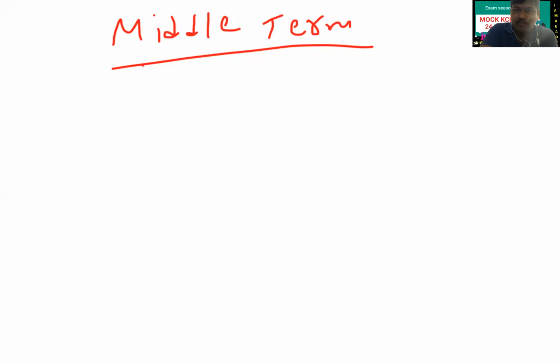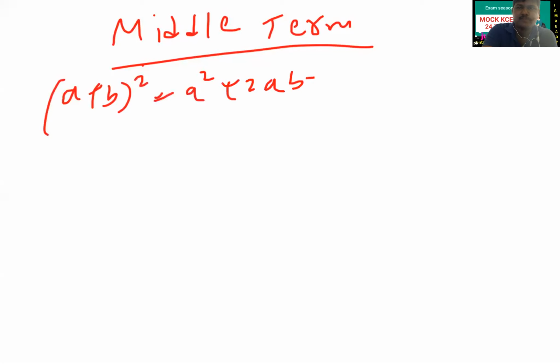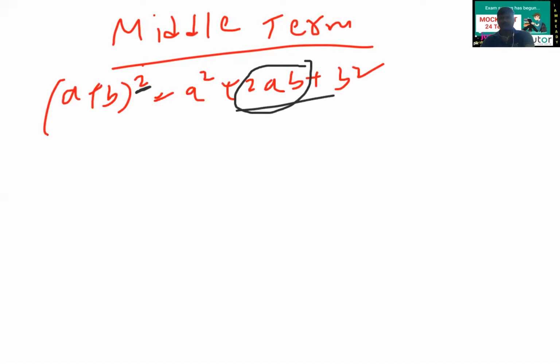So here we have very important concept, middle terms. So I can ask you one question. What is a plus b whole square, a square plus 2ab plus b square? This is middle term. Power even number, 2 is even number, no? So we have only one term.